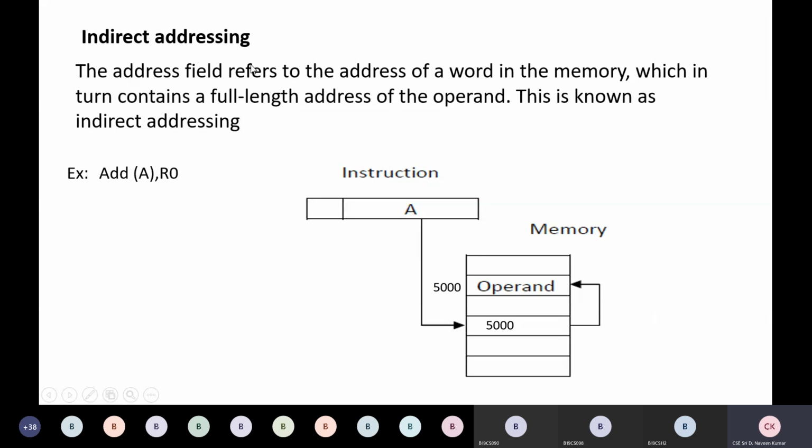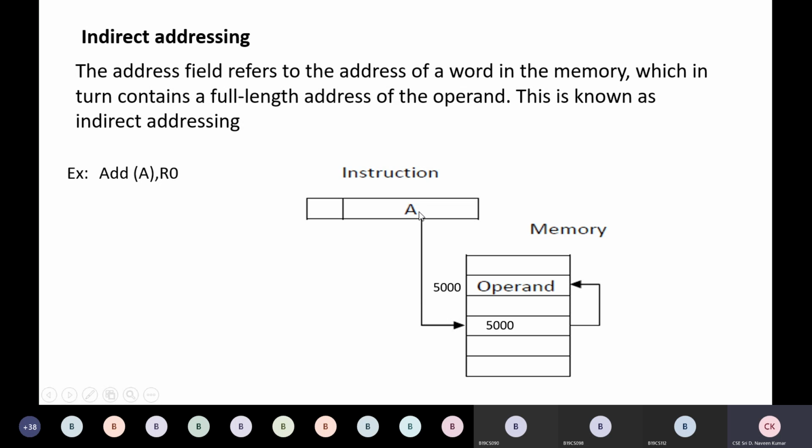The other one is indirect addressing. This is an example of indirect addressing: Add A comma R0. So what is indirect addressing? Not direct, it's indirect. Here the operand is pointing to a location in main memory, and this location does not contain the value directly. It contains some other address. When we search in that address, we will find the actual value.